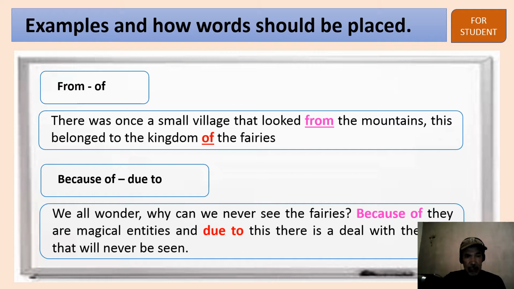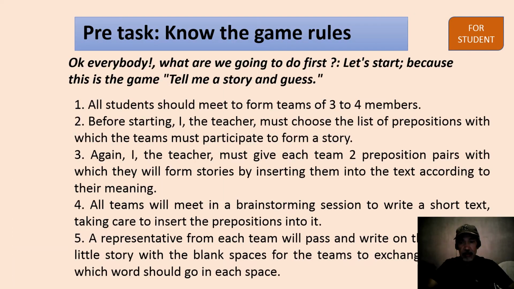We see another example. The prepositions because of and due to. We all wonder, why can we never see the fairies? Because they are magical entities, and due to this, they will never be seen. Okay? Okay, continue with the pre-task.